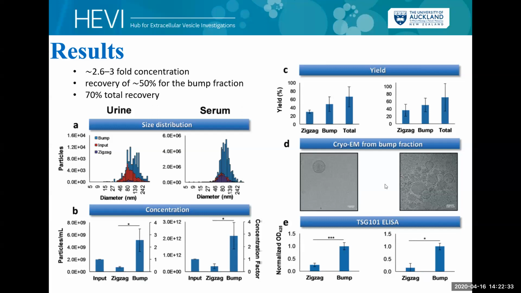You can see the yield here, so just comparing the two fractions to the total, so it should add up, which it seems to. There's quite a bit of error inherent in there. I'm not sure if that's standard error of the mean or standard deviation error bars. But then of course they do some kind of EM to show that they are EVs. And then they use the TSG 101 ELISA just to validate that there is an EV marker present. And they don't have to show it here, but they did a CalNex ELISA as well as a negative control. It's in the supplementary if you're interested.